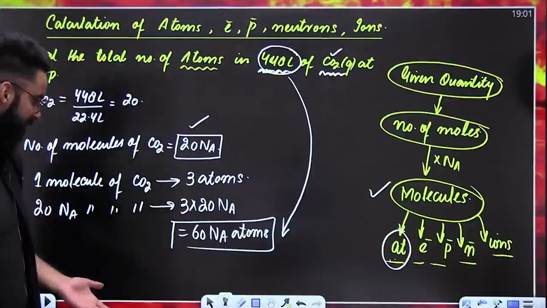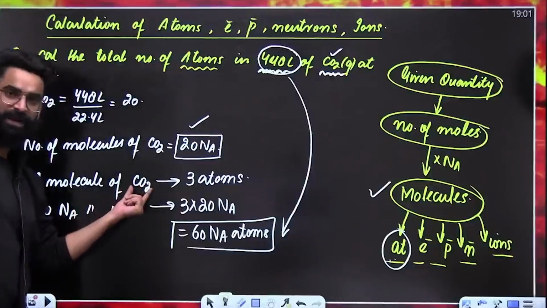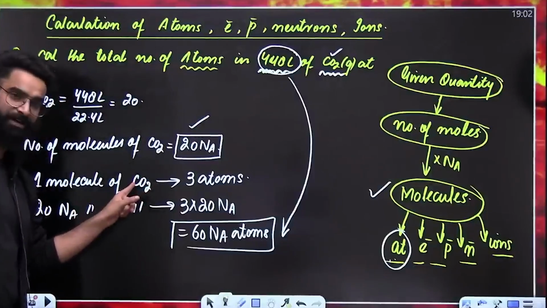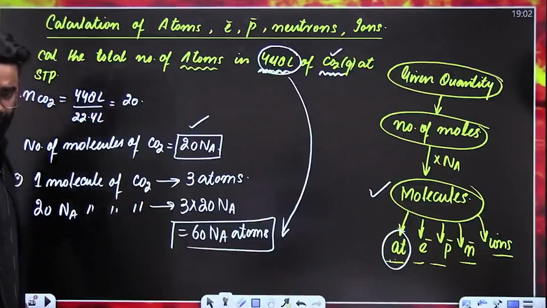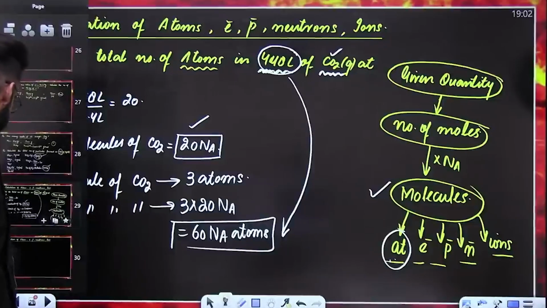So how that 3 atoms came, guys, it's clear, no? One molecule of carbon dioxide has got 1 carbon atom, 2 oxygen atoms, so 2 plus 1, 3. Right?